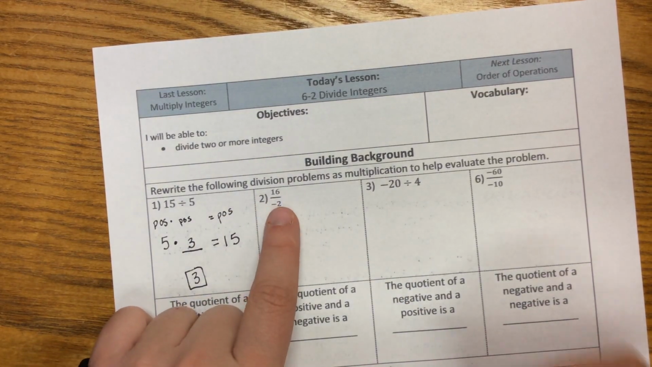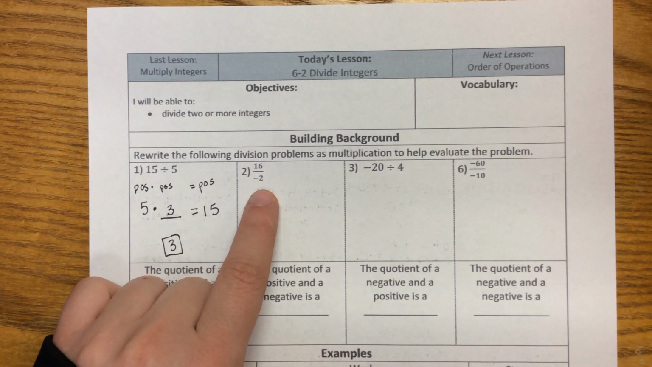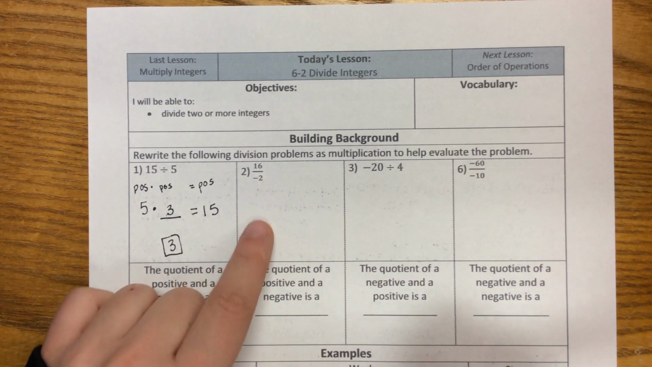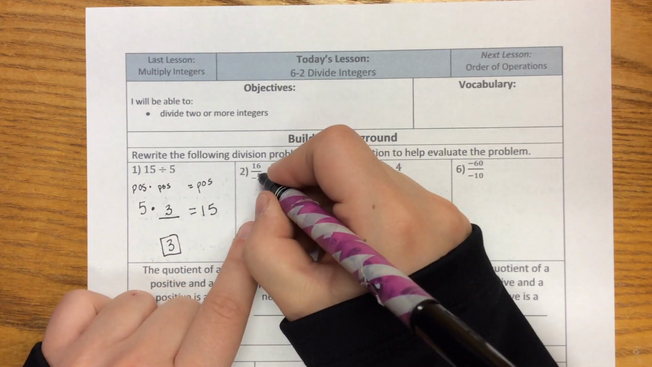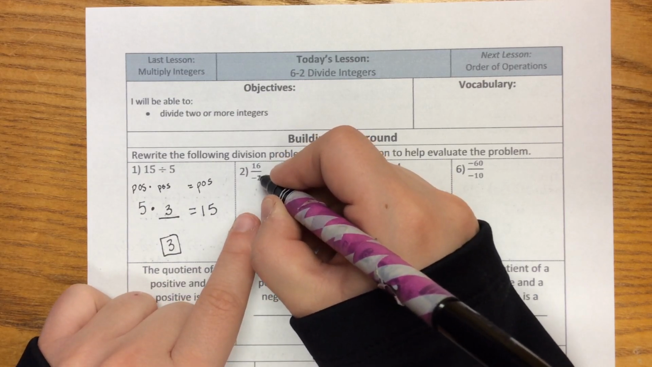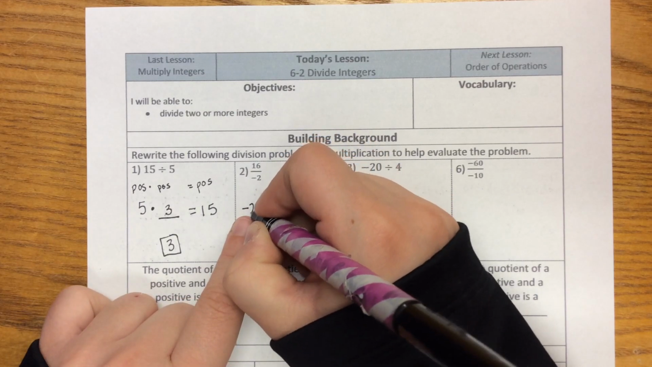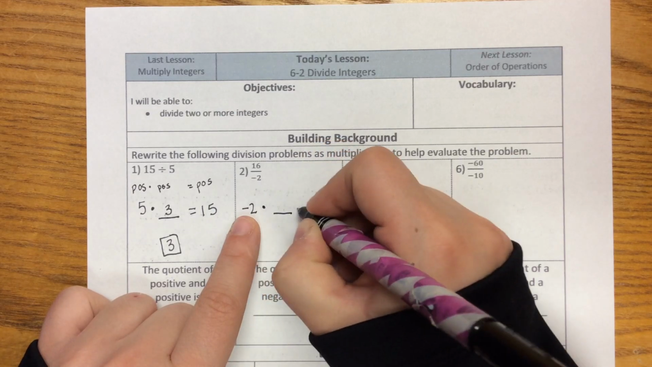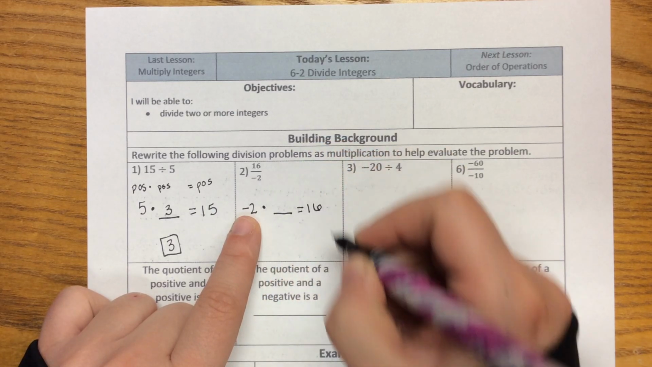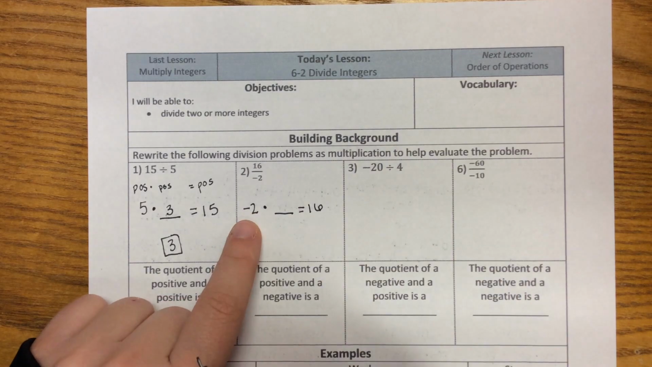Okay, so number 2, this is another way to show division, by using a fraction sign. We're kind of using that fraction notation. So again, in this one, I'm going to start with that dividing by. It's 16 divided by negative 2. So I'm going to think negative 2 times what number is 16. So first I'm just going to think 2 times what is 16.